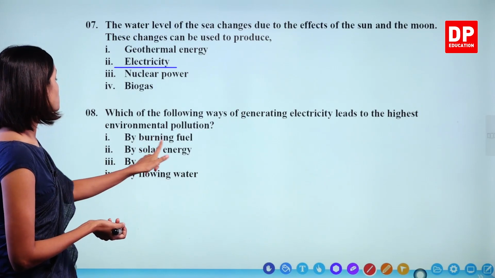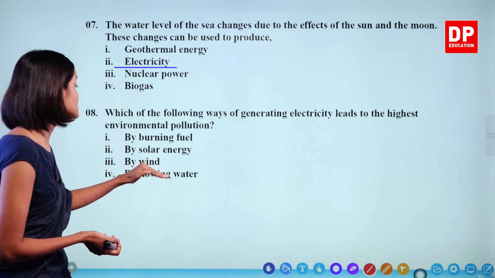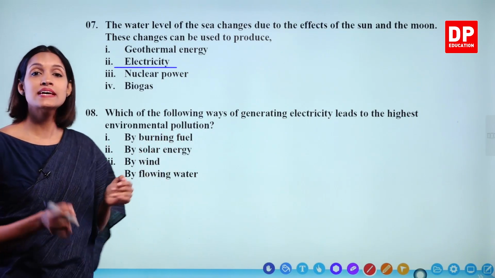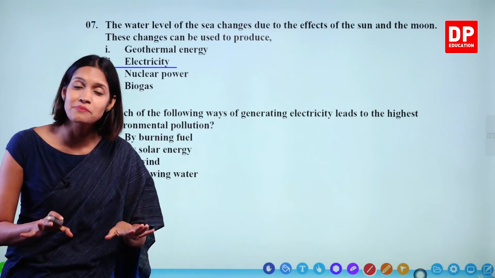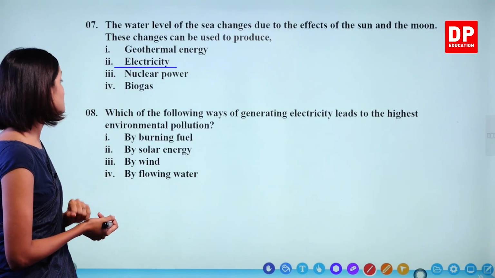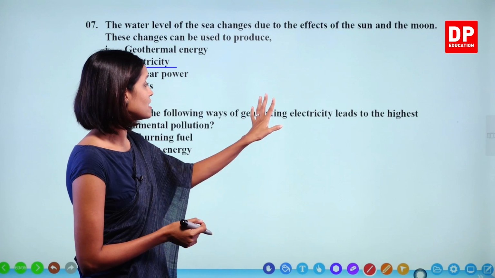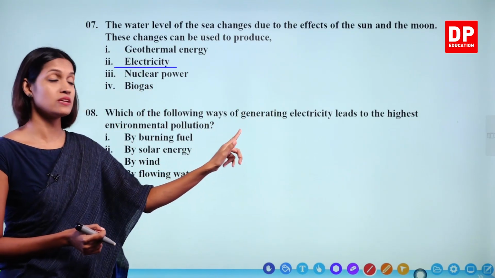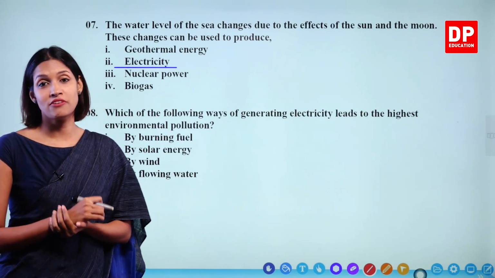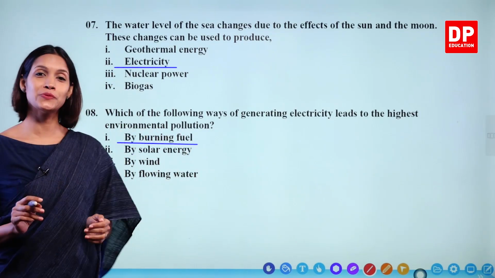What about the others? By solar energy, by wind, by flowing water. Remember children, when we generate electricity using these three energy sources, the environmental pollution is minimized. Understand children? So when you take these four examples, which of the following ways of generating electricity leads to the highest environmental pollution? Right? So burning fuel will highly affect the environment. Okay? So the answer is by burning fuel. Okay?